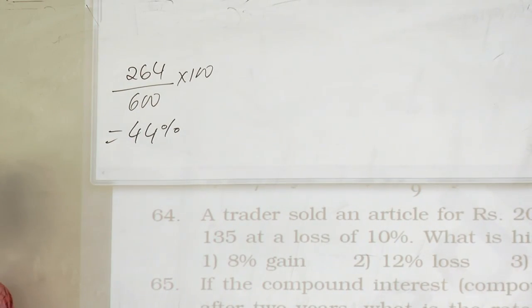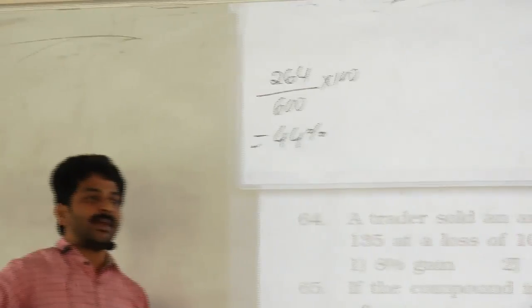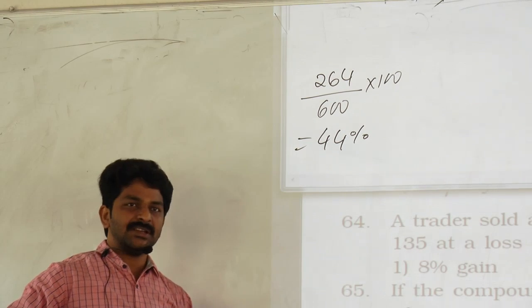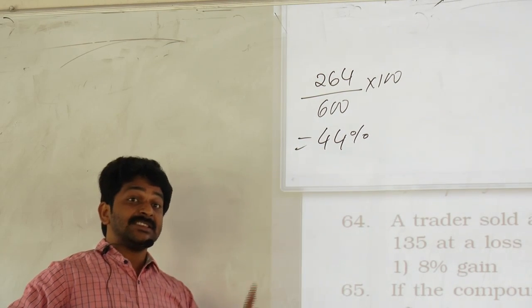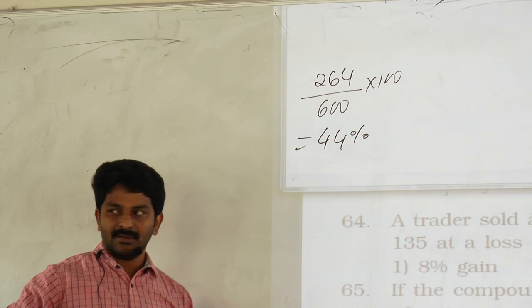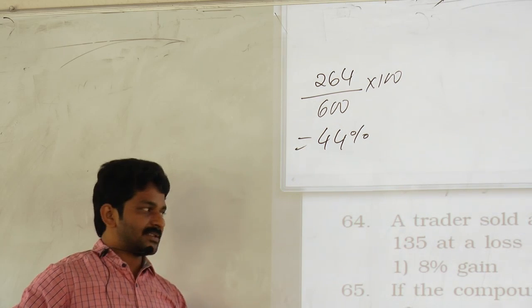If the rate of interest for 2 years together is 21%, per year that will be 10%. 44%, 20%. 69%, 30%. Right? Next.